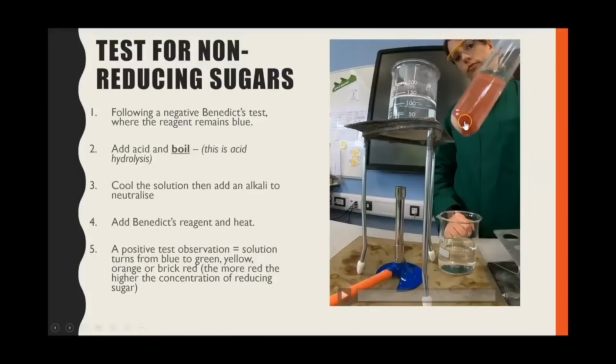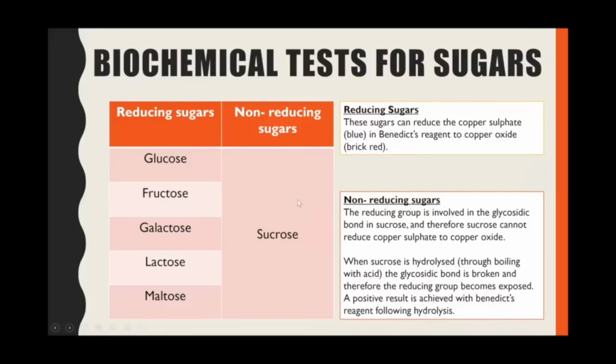So the brick red solid is formed at the bottom. So that's our positive result. When we did retest with Benedict's in heat, the Benedict's went from blue to this really dark brick red colour to confirm we do have a reducing sugar.